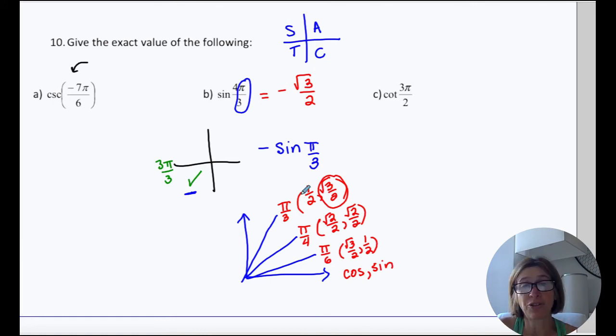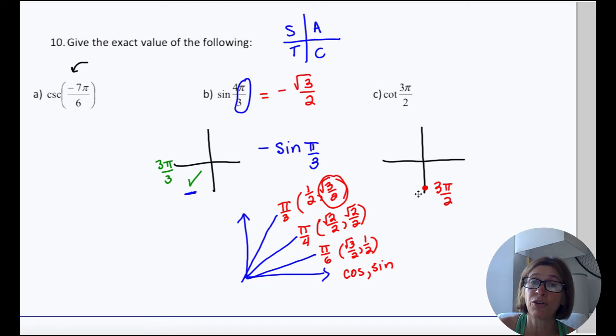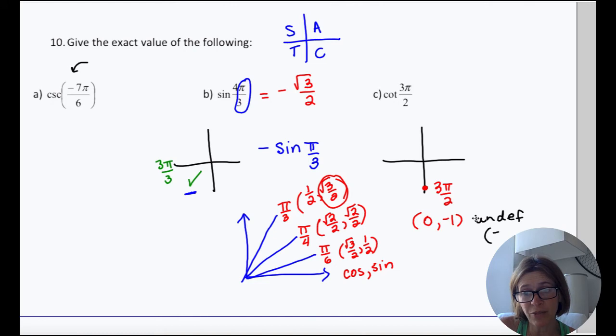This is a quadrantal. So with the quadrantals, I actually draw quickly. Quadrantals are the ones right on the axis, so we do need to know that 3 pi over 2 would be right here. So I'm just going to label my point. We know a unit circle has a radius of 1, so this coordinate point here would be 0 and negative 1. Okay, so tangent is sine over cosine, so negative 1 over 0, which means the tangent is undefined. But let me remind you, it was negative 1 over 0.